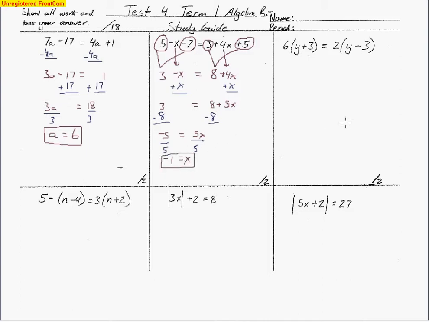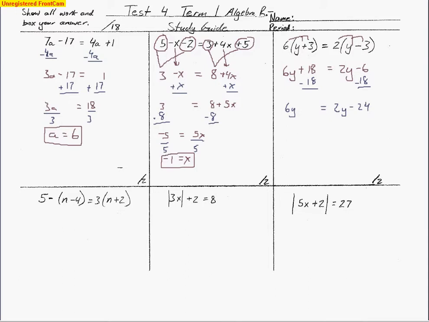Let's take a look at the next problem. It requires the distributive property to be used. So I'm going to distribute the 6 over the y and the 3. So that makes 6y plus 18. And bring down the equal sign, distribute, and I'm left with a 2y minus 6. So from this point, I'm going to subtract the 18 from all sides. And when I do that, I'm left with a 6y equals 2y minus 24.